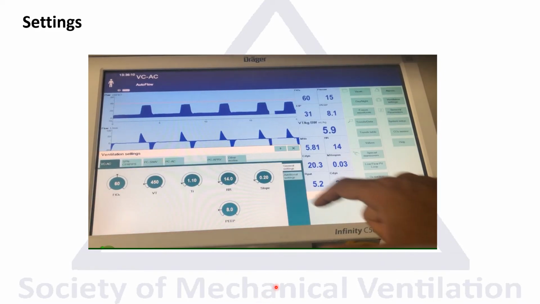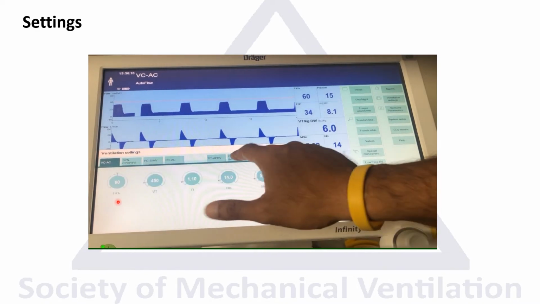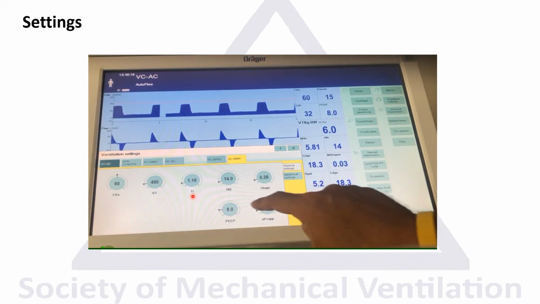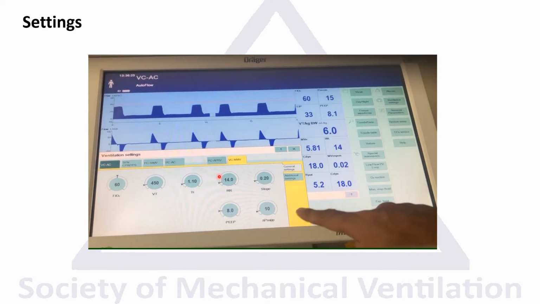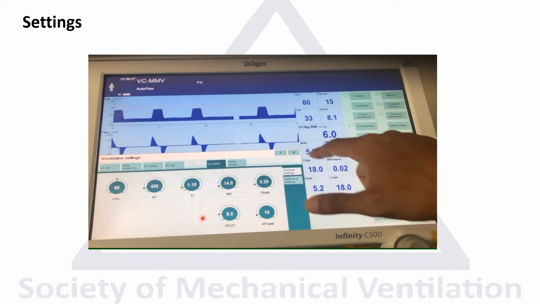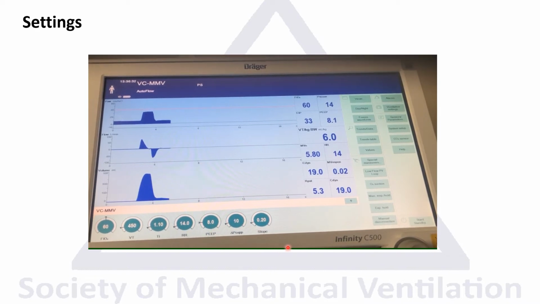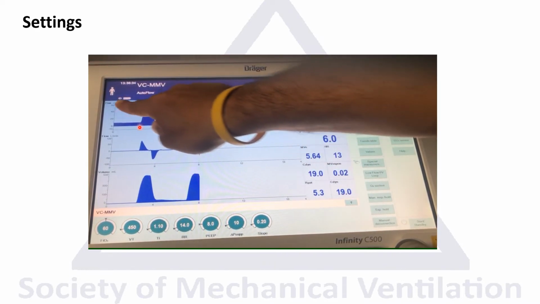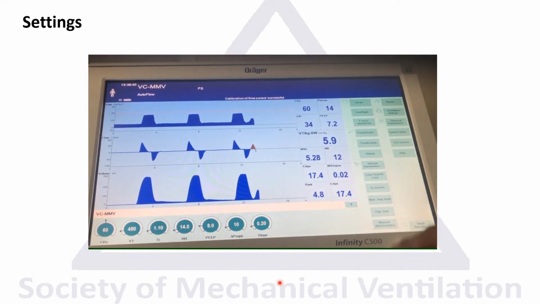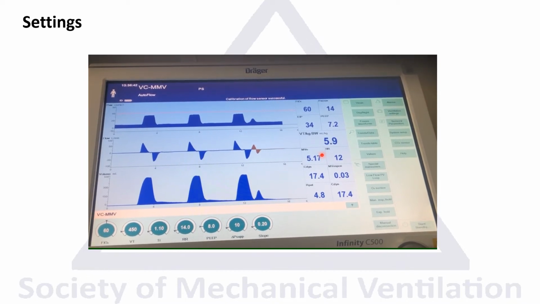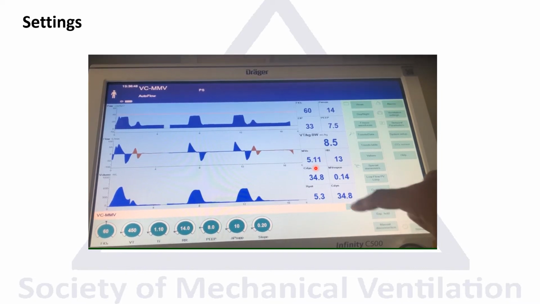So we'll go to the settings and choose the VC MMV, FiO2, tidal volume, inspiratory time, respiratory rate, and those will determine the minute ventilation that we will get. Here the auto flow is on, as we talked about, so it looks like the airway pressure is squared, with a decelerating flow waveform, and this is the tidal volume.